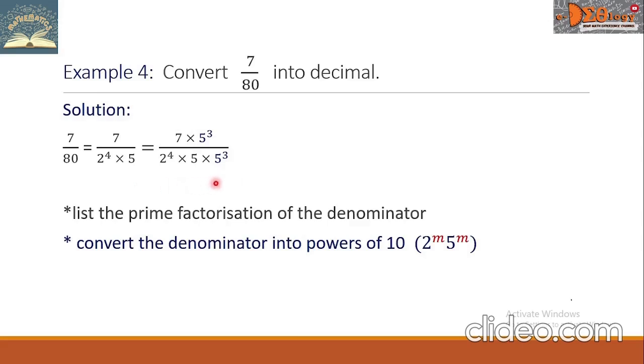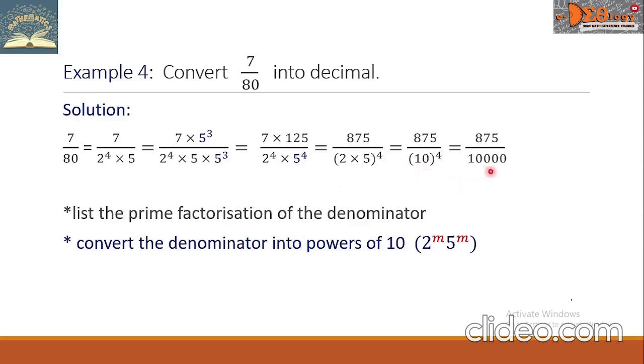When we simplify the denominator, we have now 2 raised to 4 times 5 raised to 4. In the numerator, we have now 7 times 5 cubed is 125. Then we simplify further our denominator. It becomes 2 times 5, and the quantity is raised to power 4. In the numerator, 7 times 125 is 875. The 2 times 5 here becomes 10, that is raised to 4. Simplifying this 10 raised to 4, we have now 10,000. So we have the fraction 875 over 10,000.